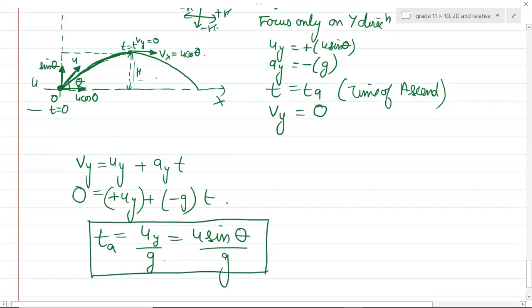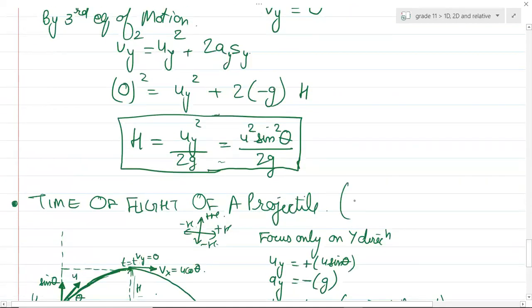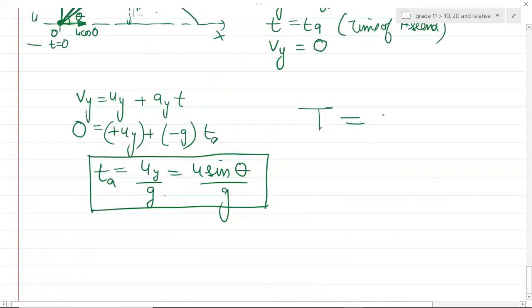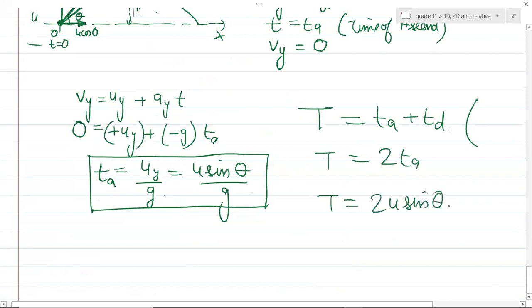Is this clear? This is not the time of flight. Please remember, this is not the time of flight. Time of flight is basically the time taken by an object, the time till which it remains in air, right? You remember, guys, I already told you the difference between time of ascent, time of descent, and time of flight, right? Yes or no? So always remember, time of flight is basically time of ascent plus time of descent, which is basically 2 times of t, and this is equal to 2 times of u sine theta by g.